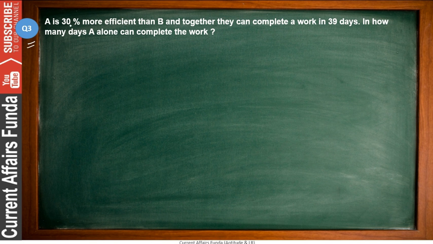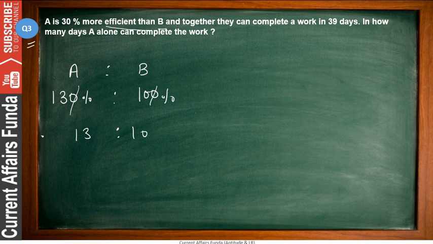Problem number 3 is like A is 30% more efficient than B. Okay, we can say like this: there are only 2 persons. Suppose B is 100%, then A is 30% more than that. That means A is 130%. Okay. So friends, percentage it will calculate, and 0 it will cancel out. So 13 and 10 will be the efficiency of A and B.